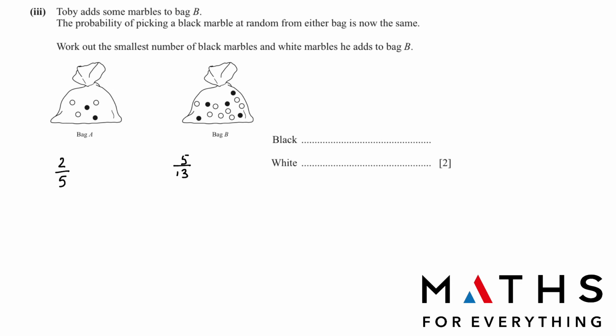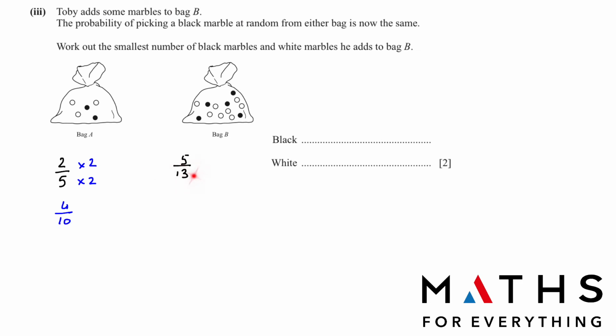When you have a question like that, multiply the numbers up and down by 2, then by 3, and see if it works. When I multiply by 2 and I multiply by 2 here, what am I going to get? 4 over 10.